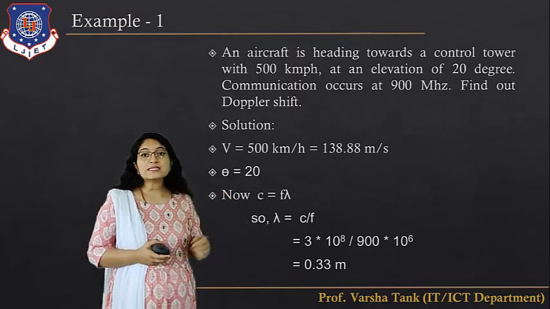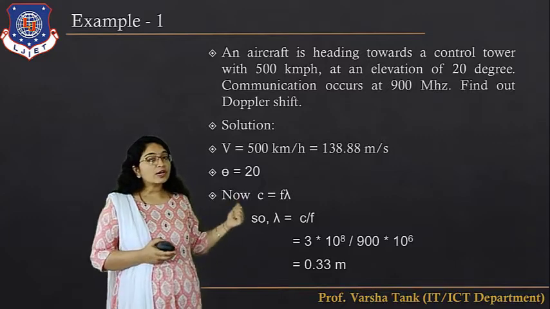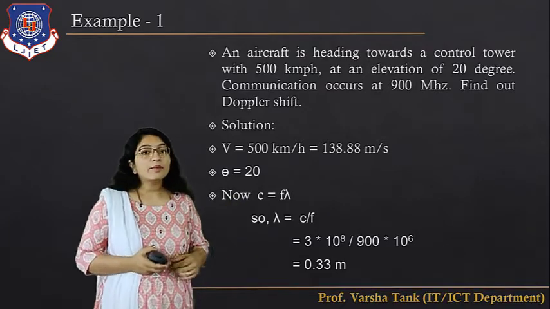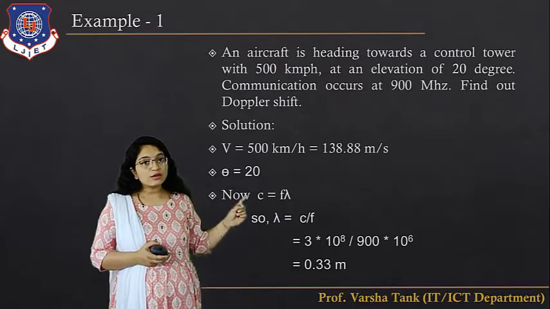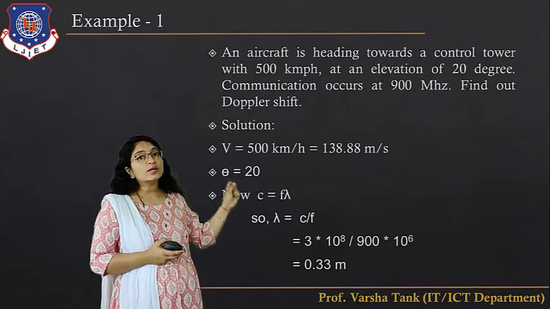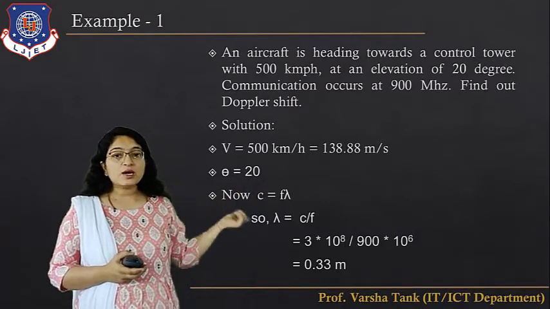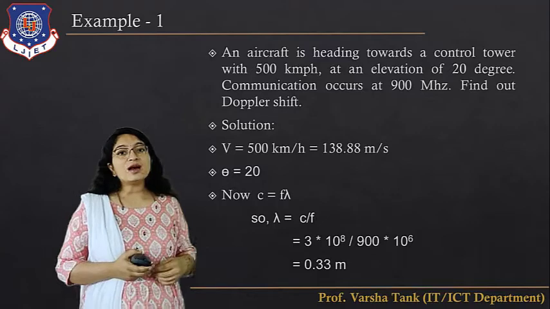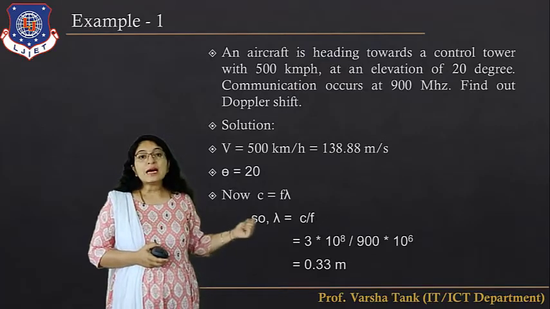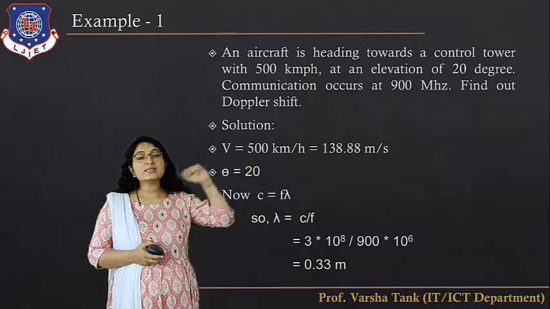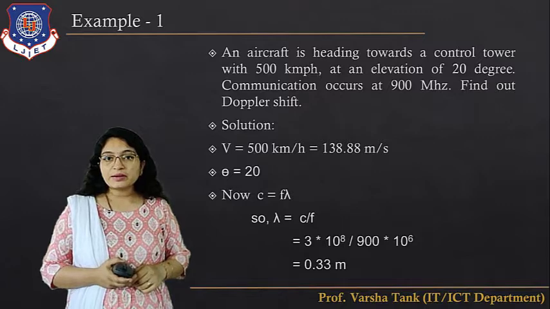The velocity given to you is 500 km per hour. You have to convert it into meters per second, because it is given in km per hour. Whenever you convert kilometers into meters and hours into seconds, you will get the answer 138.88 meters per second. Theta is given as 20 degrees, at an elevation of 20 degrees.